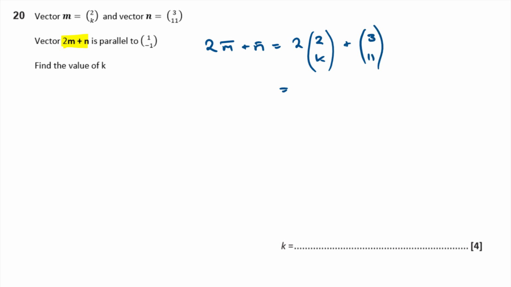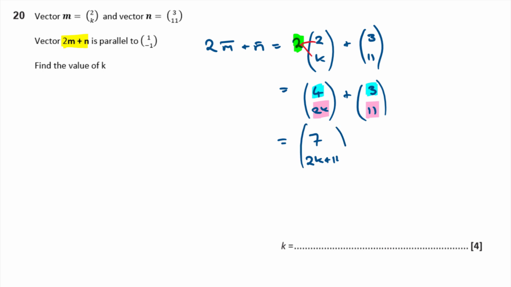First off, I'm going to multiply out. I'm going to deal with this scalar on the outside by multiplying everything inside the column vector by 2. So that's going to give me (4, 2k) plus (3, 11), and then I'm going to add like with like. I'm going to add the 4 with the 3, and the 2k with the 11. So that's going to give me (7, 2k plus 11) as my vector.